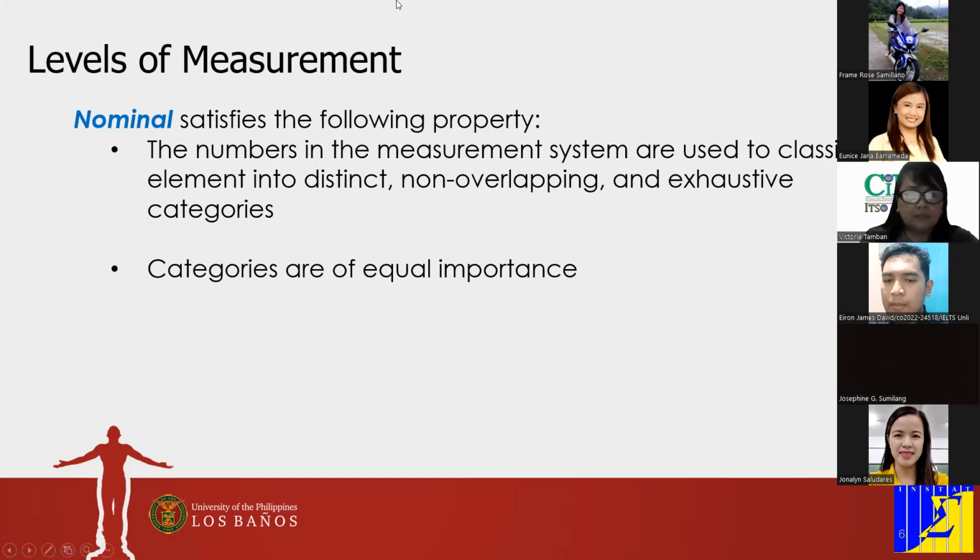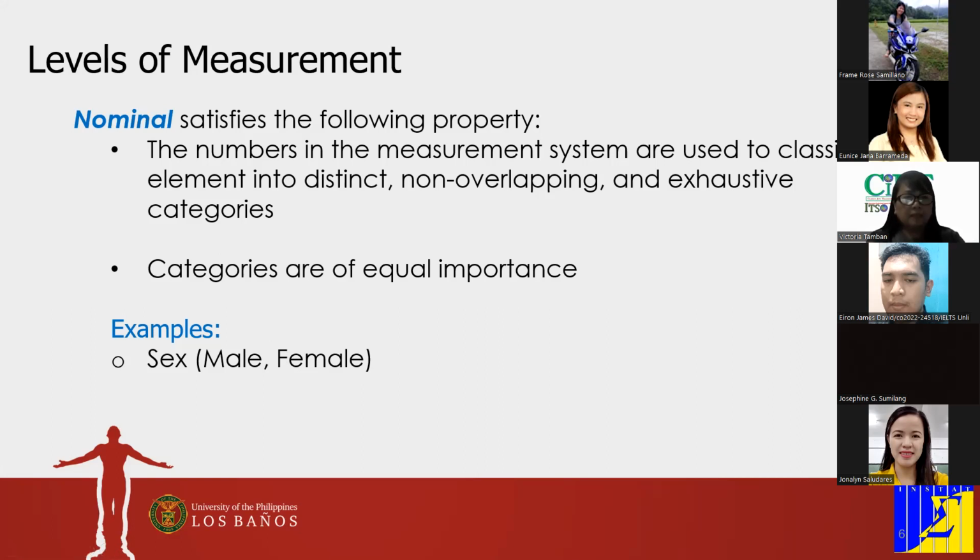Okay, for example, maybe you will understand more if we have an example. Let's say sex. So in sex, we only have male and female. Now, if you have a data of male, you cannot say that male is higher than female, and the other way around. You cannot say that female is higher than male, because they are of equal importance. You cannot put an order, you cannot put a ranking, you cannot add, you cannot subtract, you cannot perform any mathematical operations. And these data are in a nominal level of measurement. Okay po. Another example is religion.